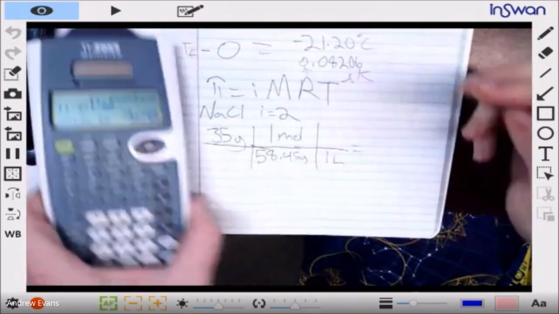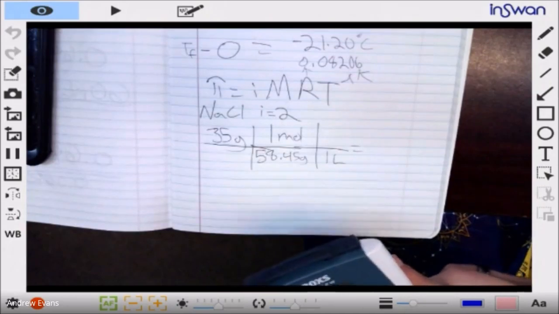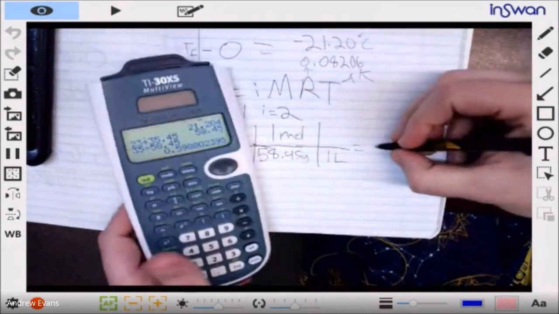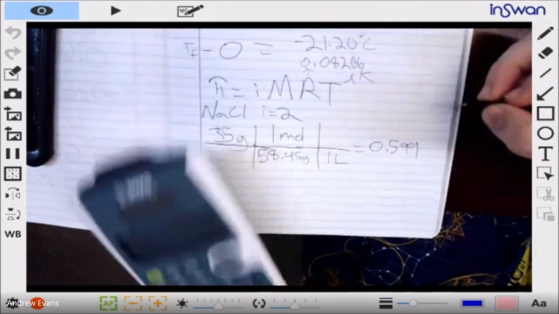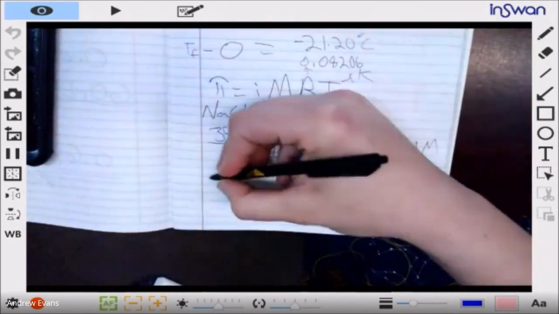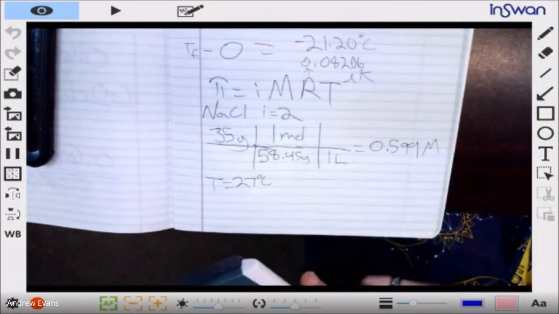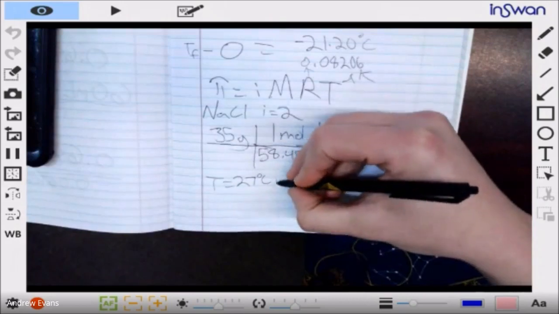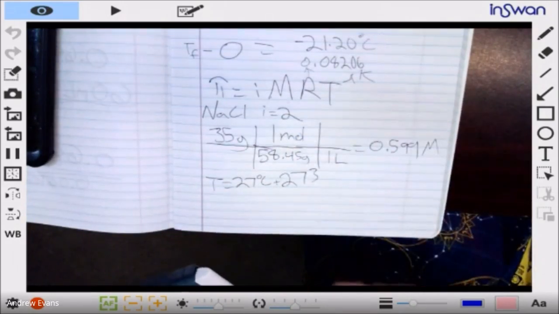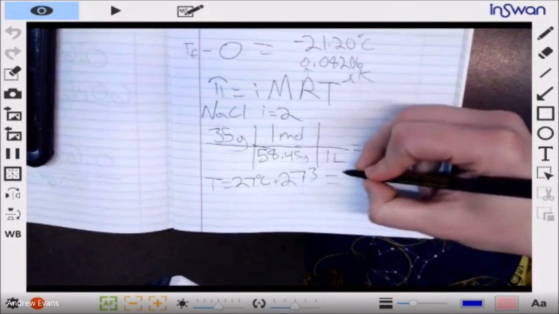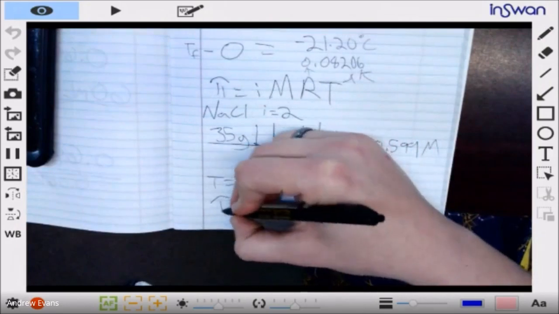So the molarity M is 0.599. Temperature, we say, is about 27 degrees. We have to add 273, so that puts us at about 300 Kelvin.